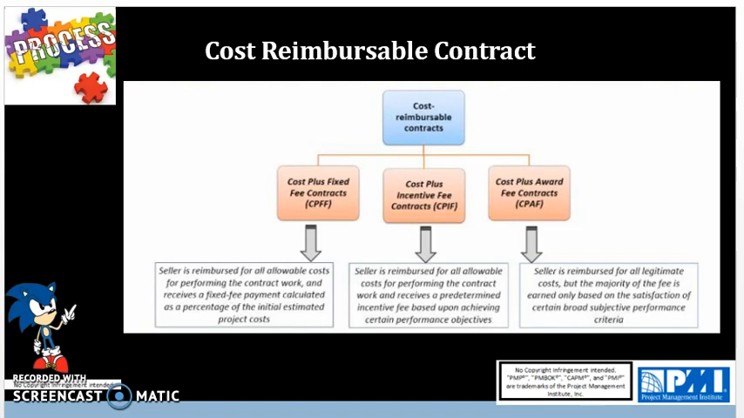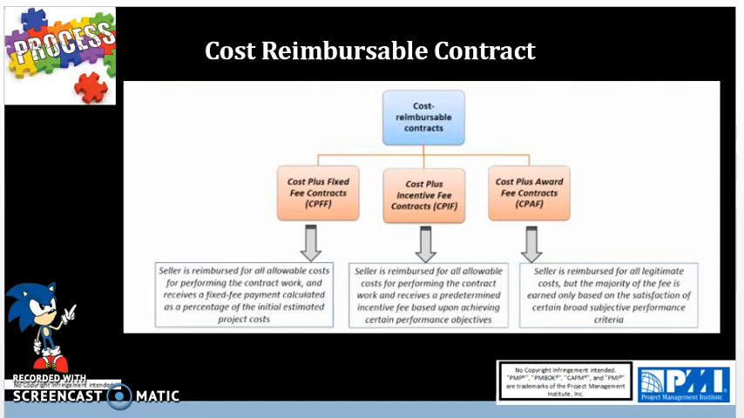In this contract, the buyer has the most cost risk because the total costs are unknown. The seller provides an estimate to the buyer. The buyer can use the estimate for planning and cost management purposes, but it is not binding. What is binding is the buyer's responsibility to compensate the seller for any legitimate costs for work and materials as determined in the contract. Research and development or information technology projects in which the scope is unknown are typical examples of cost reimbursable contracts. So there are various flavors of this cost reimbursable contract.